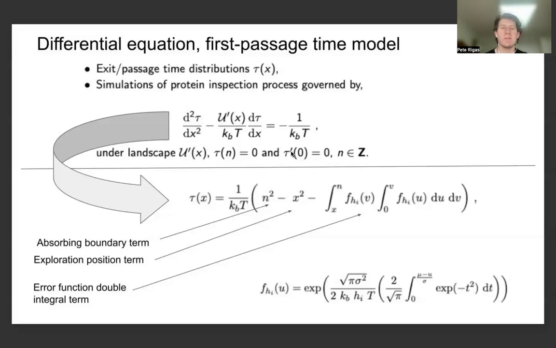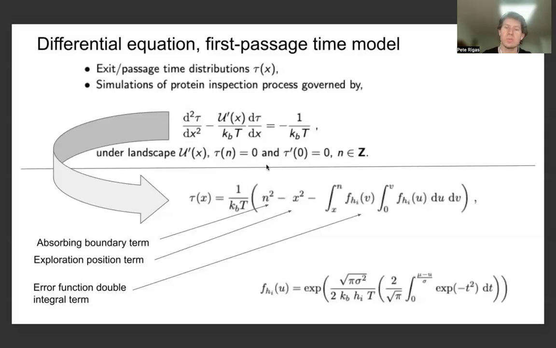And despite the fact that we have this derivative of a landscape potential term, which already makes solving this differential equation a lot more difficult, because we don't have all those assumptions on the solutions to first and second order differential equations if any of the coefficients in front of the derivatives of the solution are non-constant.